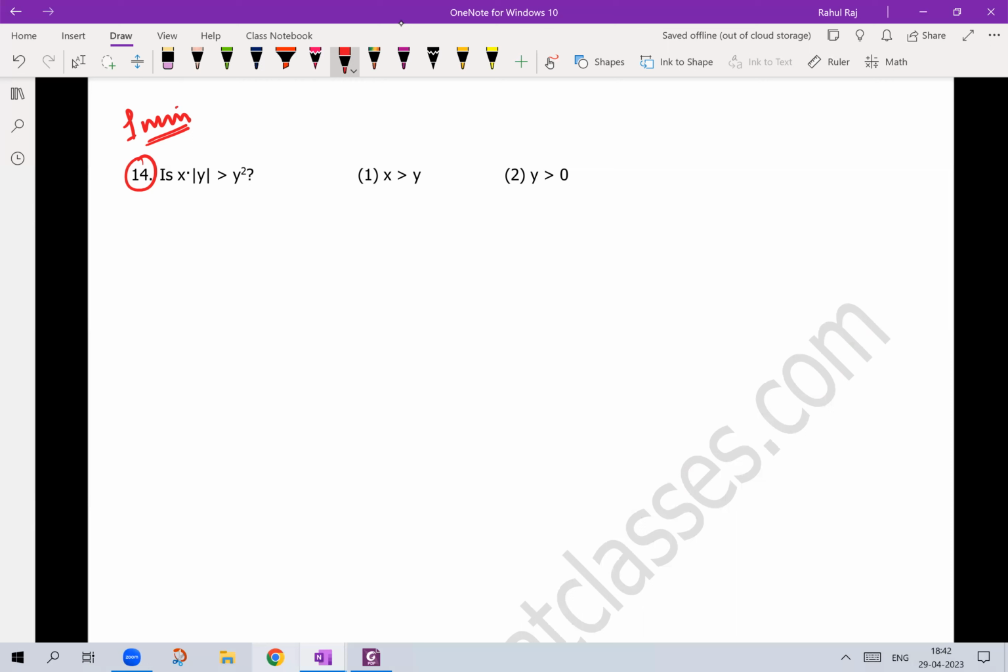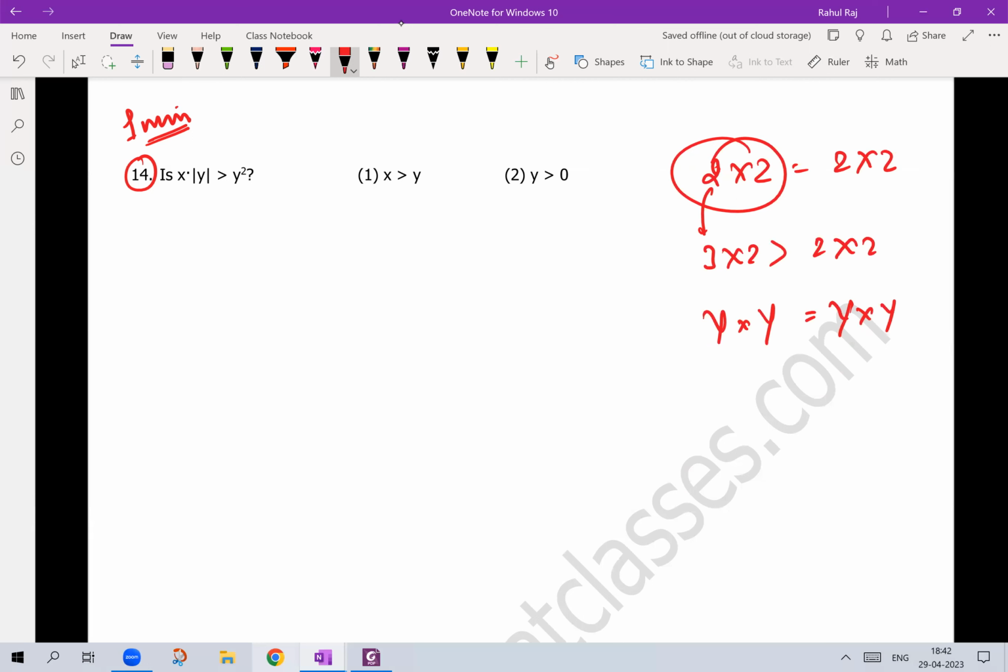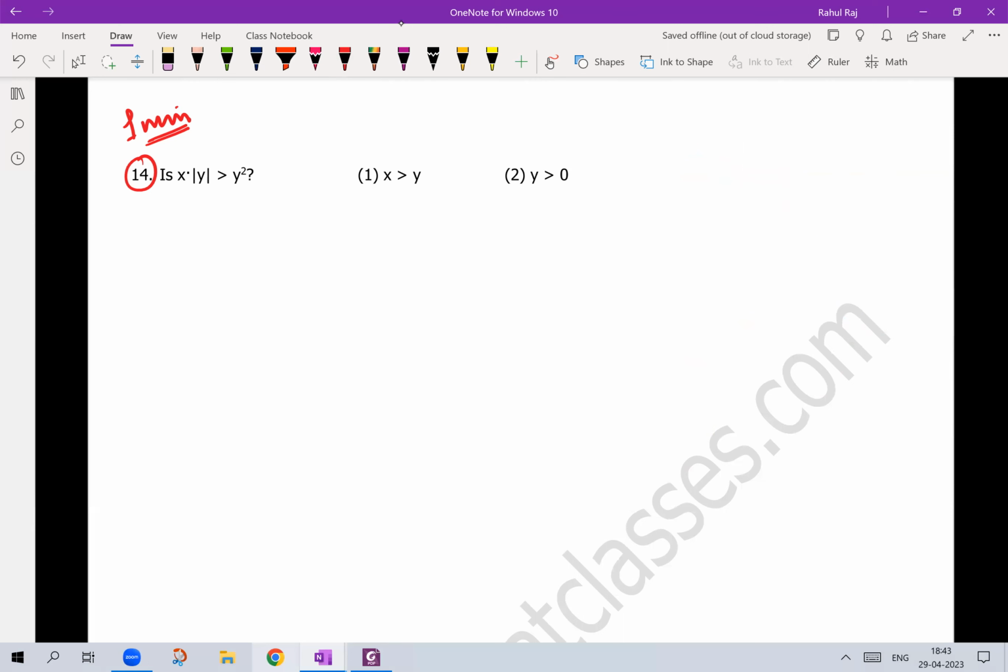They are just asking you that 2 cross 2 is equal to 2 cross 2. They're ensuring that the left side should be greater. When will it be greater? At least when you take one number which is greater than 2. They're asking you y cross y is equal to y cross y. Now they're asking you to make this left side greater. So you'll have to multiply a number x which is actually greater than y, but ensure that everything should be in terms of positive, always. Because if you take a negative number, this will flip completely.